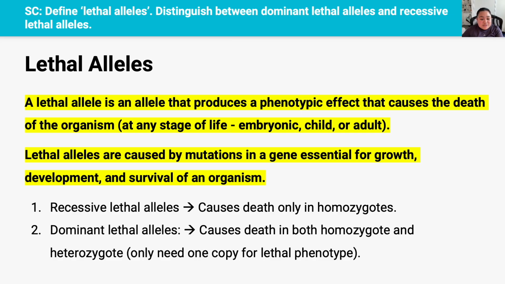There are 2 types of lethal alleles. The first type is recessive lethal alleles, which cause death only in homozygotes. The second type are dominant lethal alleles, which cause death even if just 1 copy of the lethal allele is present. So it causes death in both homozygote and heterozygote conditions.